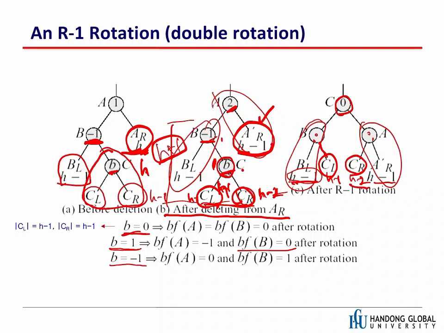And next, if B is minus 1 here, it means the height of CR is H minus 1 and height of CL is H minus 2. There is no other kind of option here. Then this one is H minus 2 and this one is H minus 1. Then after rotations, BF of A should be 0, because we have the same height. And BF of B is 1, because the left subtree is longer than the right subtree. Okay, so this is the algorithm of the rotation after deleting.